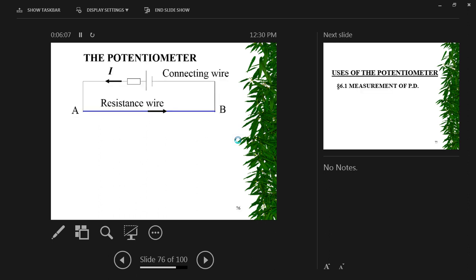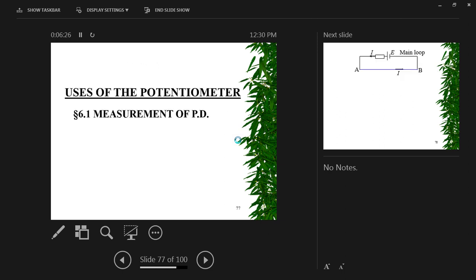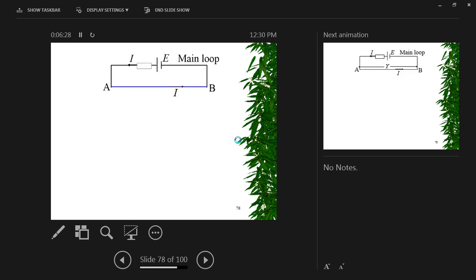So the trick behind a potentiometer is basically applying this, which we will now call the main loop. It's a main loop because it's loop number 1, and a current can flow within this loop. You agree with me, right? It's nothing but connecting a resistance wire to a battery, that's all. So of course the current can flow through it, and I want to call the current that flows through it I. Such a loop we'll call the main loop, and this will be the same for every example that we use in the potentiometer circuit. So this is the potentiometer.